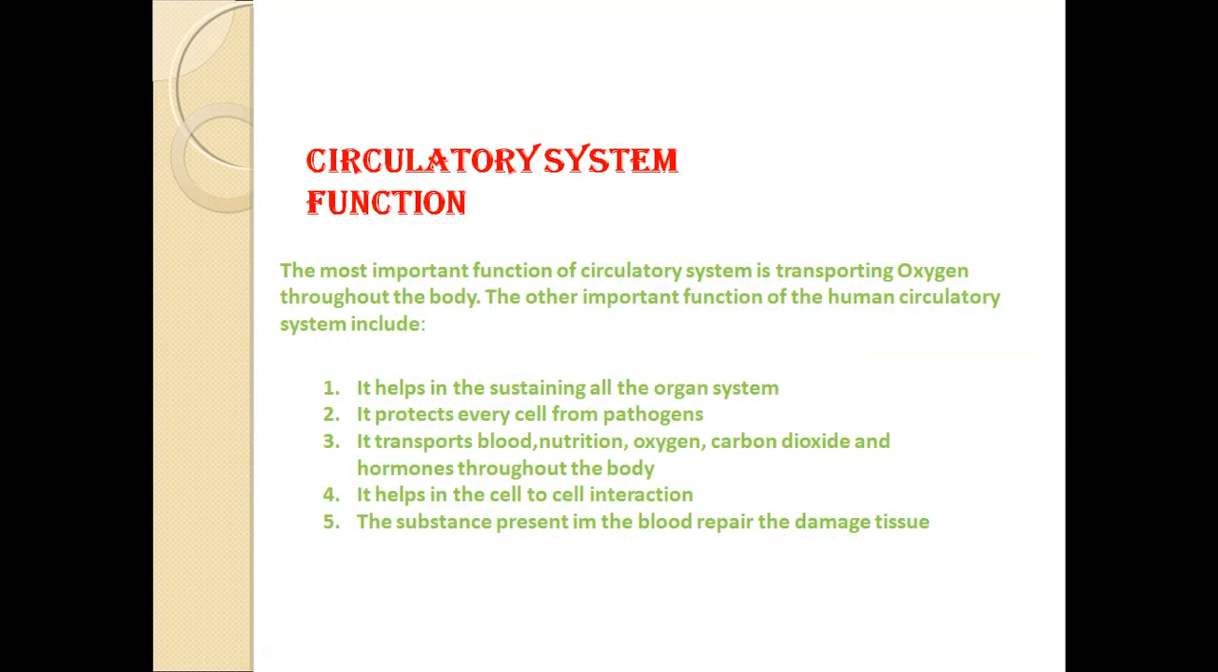The circulatory system functions. The functions carried out by the circulatory system: it helps in transporting the oxygen. The important function, it is helping in transporting the oxygen throughout the body. It is helping in the sustaining of all the organ systems. The healthy maintenance of the organ system is done by the circulatory system. It protects every cell from pathogens.